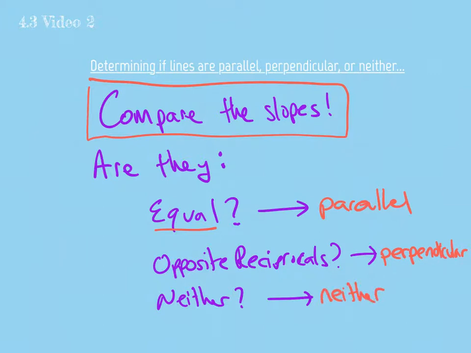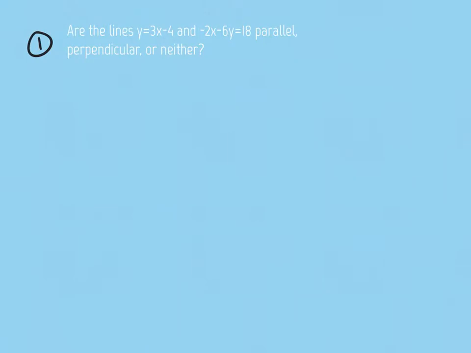Sometimes we'll be given a graph, sometimes we'll be given equations. In these first problems, we're given two equations. Number one: are the lines y equals 3x minus 4 and negative 2x minus 6y equals 18 parallel, perpendicular, or neither? We want to call the first equation equation A and the second one equation B, and try to find the slope of each. The slope of A, m of A, is in slope-intercept form, so it's just 3.